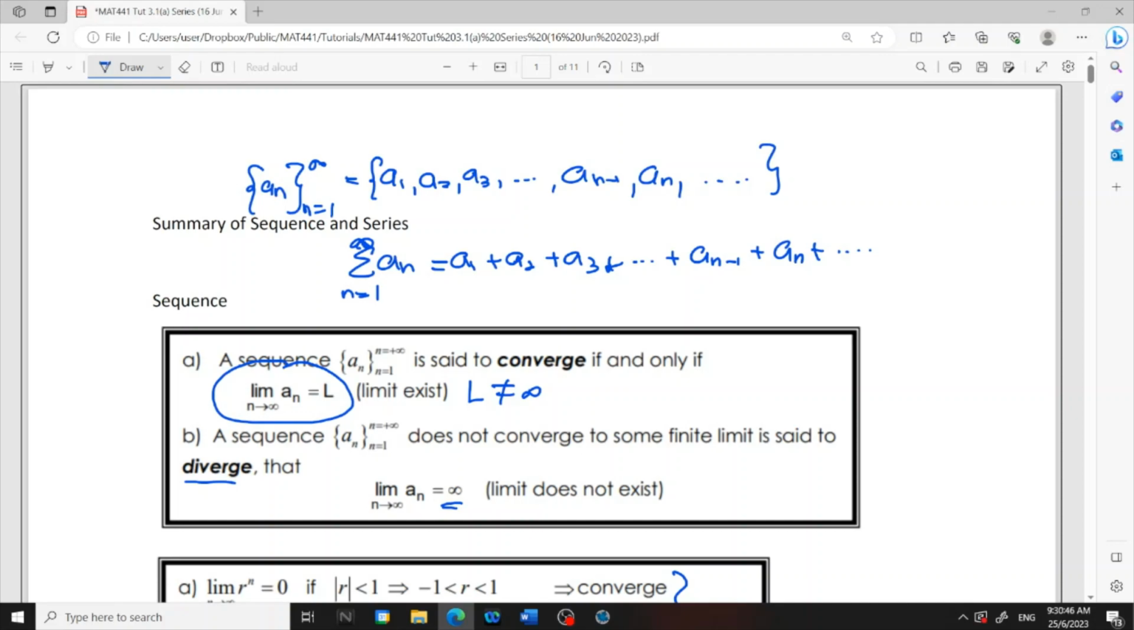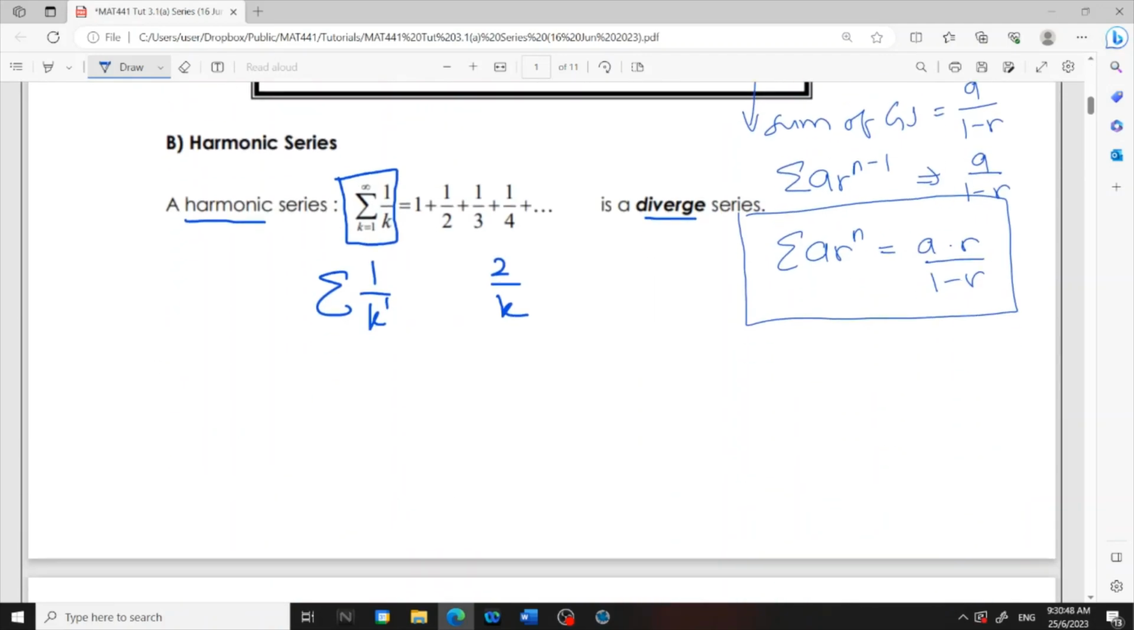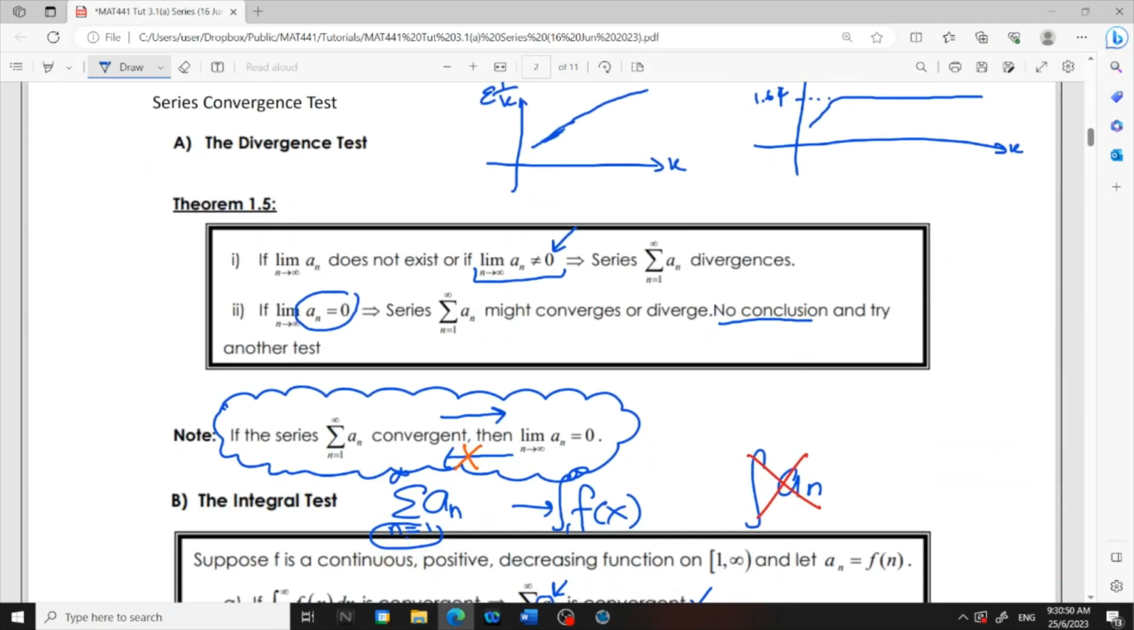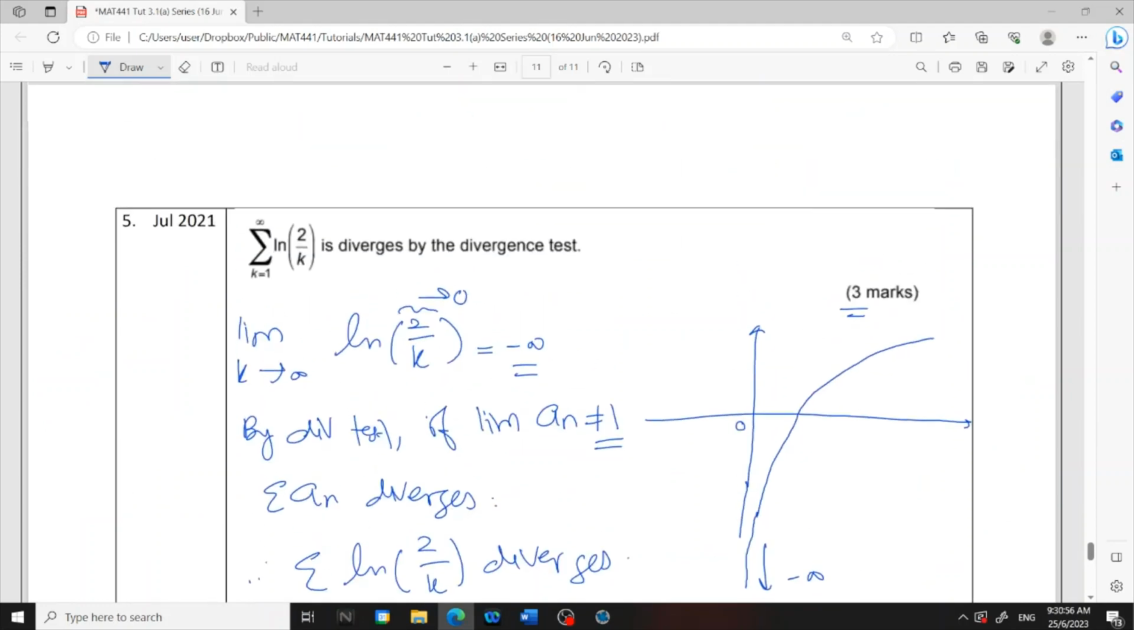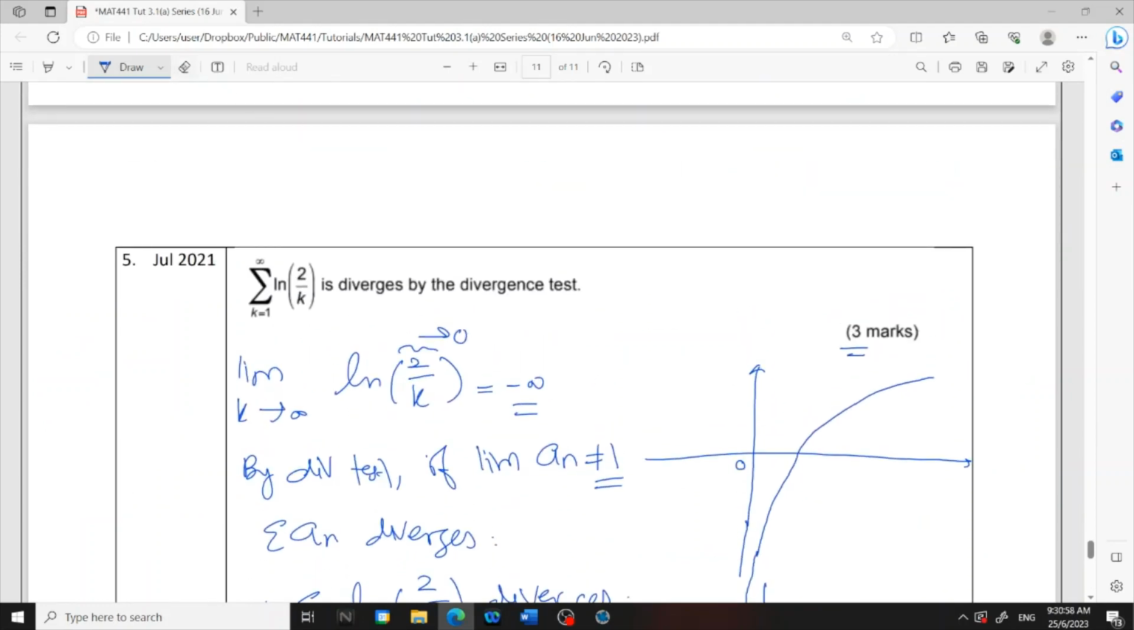Let's check the divergent test. Sorry, does not equal 0, not does not equal 1. The condition here is does not equal 0. So we say it diverges.